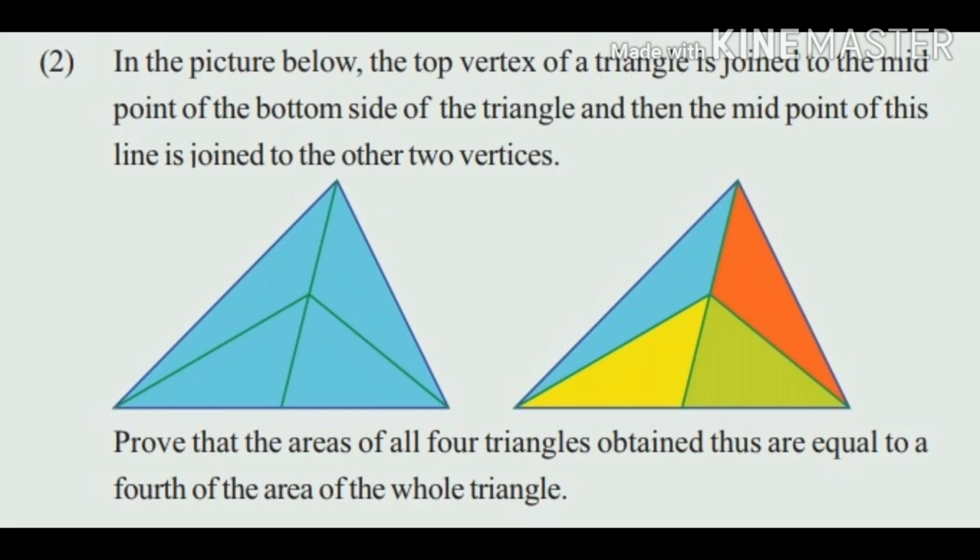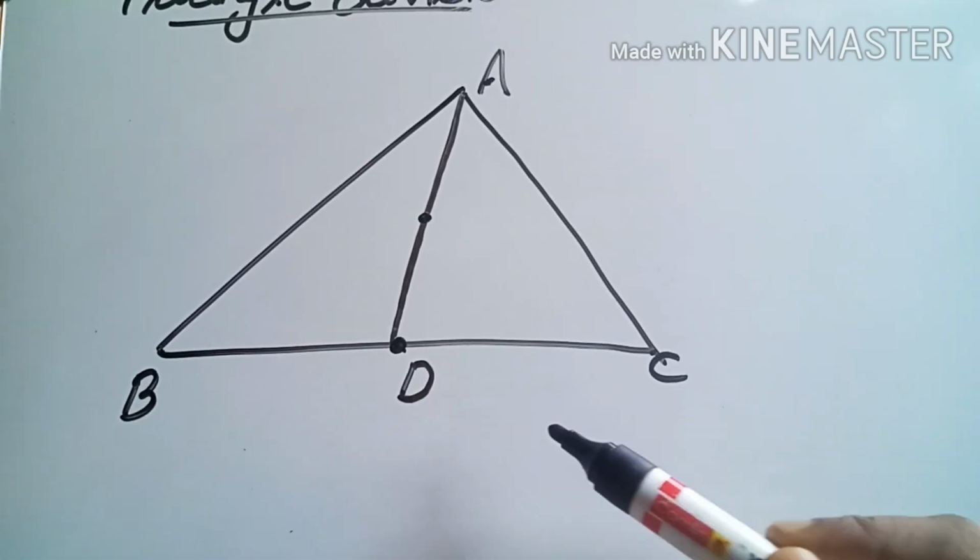Second question: in the picture below, the top vertex of a triangle is joined to the midpoint of the bottom side of the triangle, and then the midpoint of this line is joined to the other two vertices. Prove that the areas of all four triangles obtained thus are equal to a fourth of the area of the whole triangle. Okay, this is the question. First of all, let's revise the question once more by drawing the figure. So this is a figure.